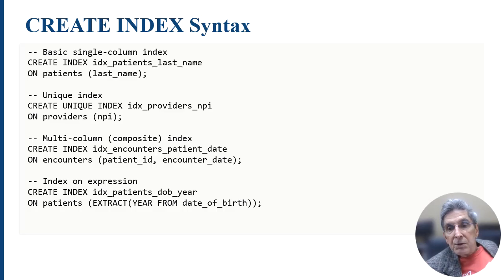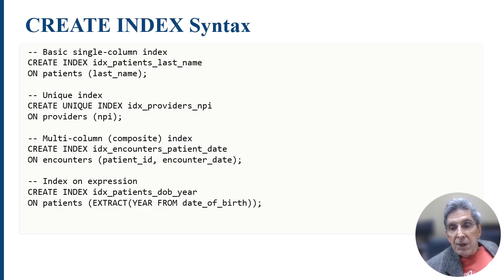The order of columns in a composite index matters. The index can be used for queries that filter on the first column alone or on both columns, but it's not helpful for queries that filter only on the second column.